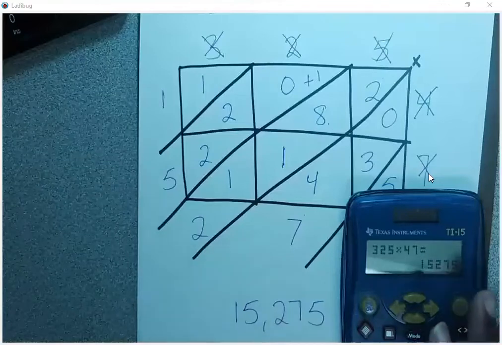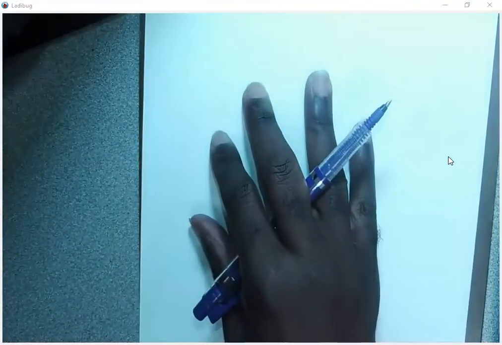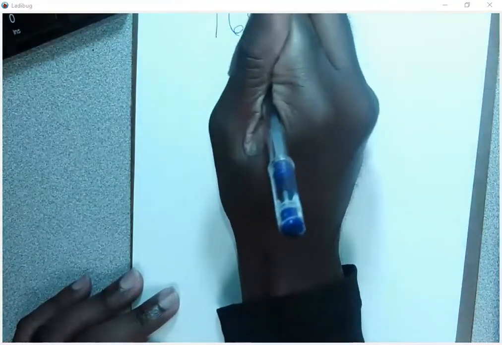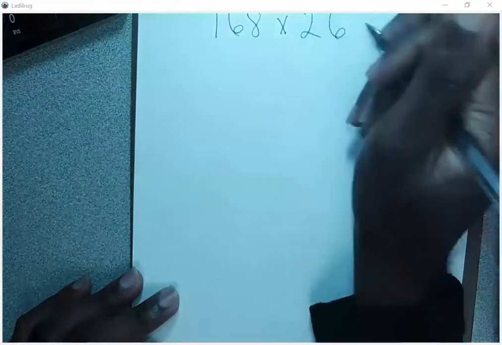All right, just for time's sake, let's do one more. All right, so once again, we're multiplying doing the lattice method. And we're going to do the problem 768 times 26.